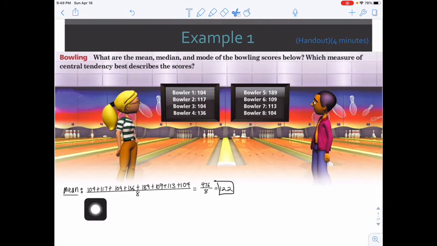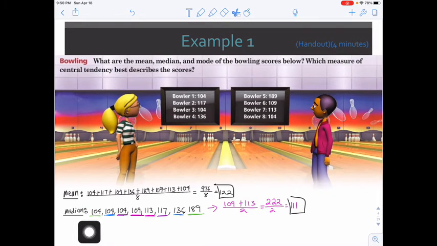To find the mean, we add all the values up from each bowler and divide by the total number of bowlers, which was 8. If we add all the values up, we get 976, divided by 8 will give us 122, so the mean of the scores was 122.